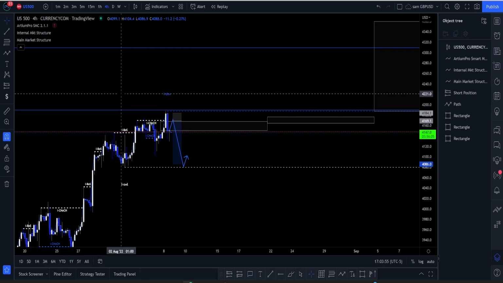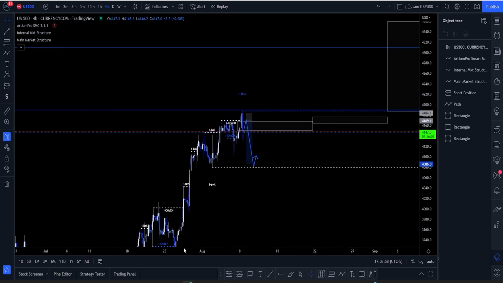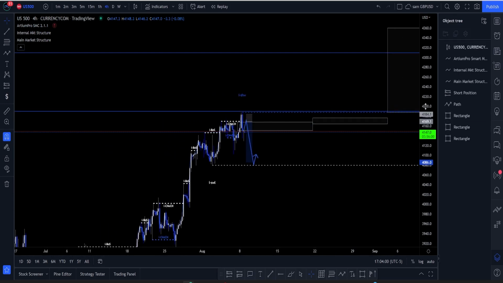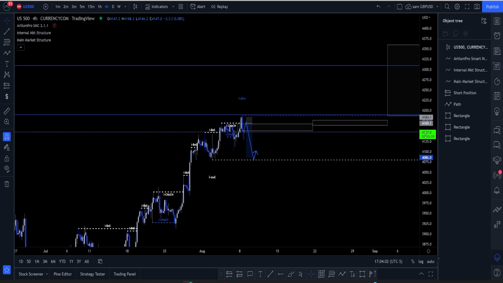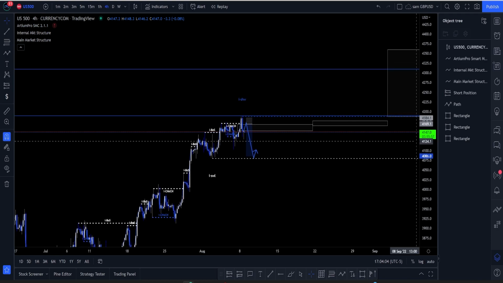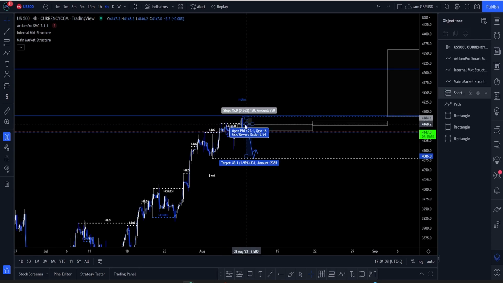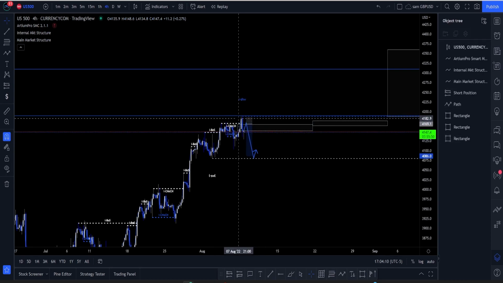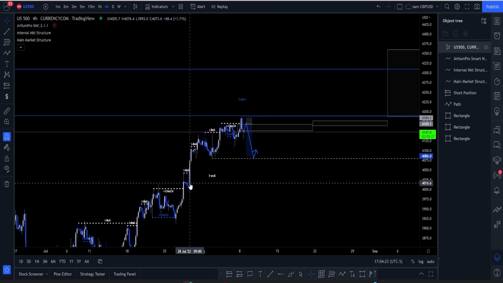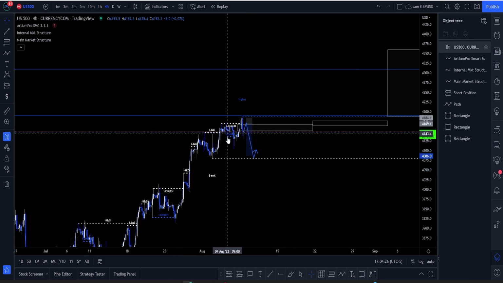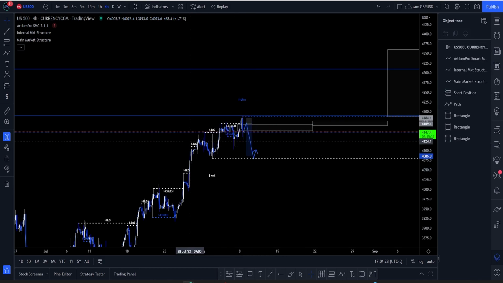Now, every SMC trader is going to be a little bit different on their strategies, but I'm just giving you what I would be doing, what I would be looking for. And I would want a retest of this change of character because I do see this as like a buy-side liquidity grab. And we're currently probably in a consolidation phase.